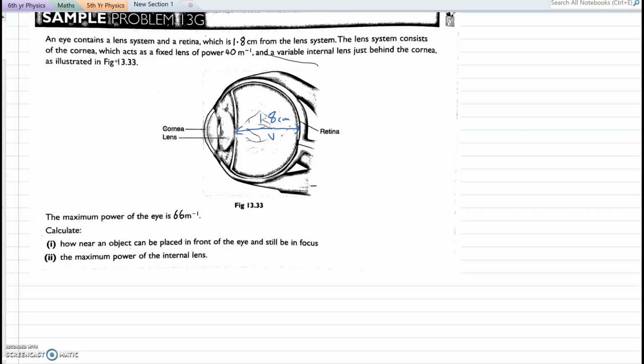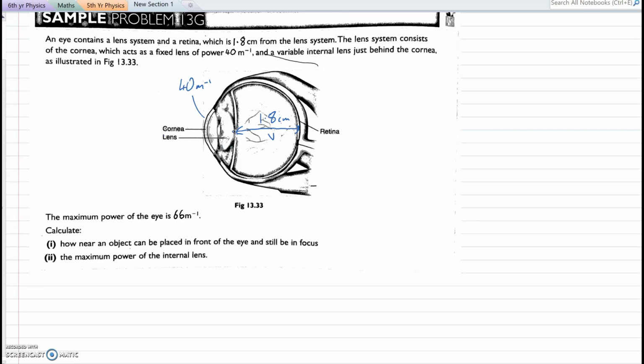The lens system contains the cornea, which is a fixed lens at the front, and that is given, you're told the power of this here is 40 per meter, 40 diopters, okay? It is a variable internal lens, and that's grand.